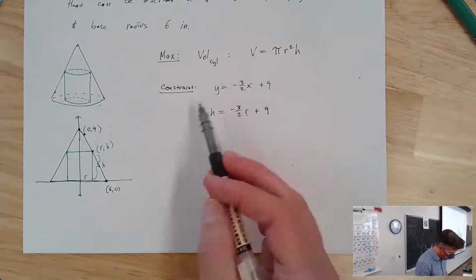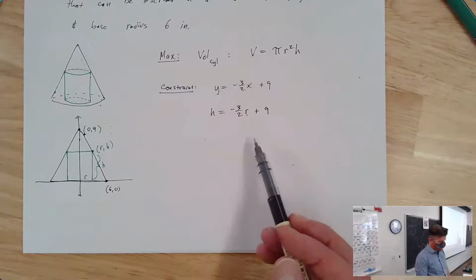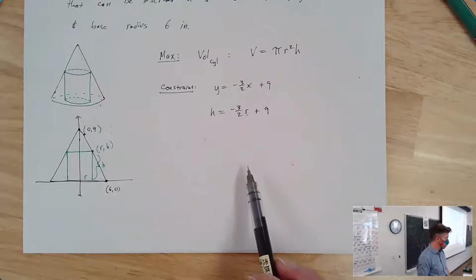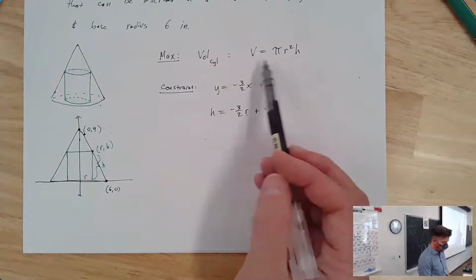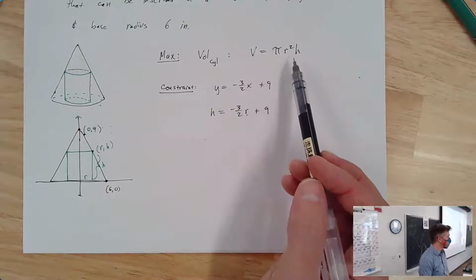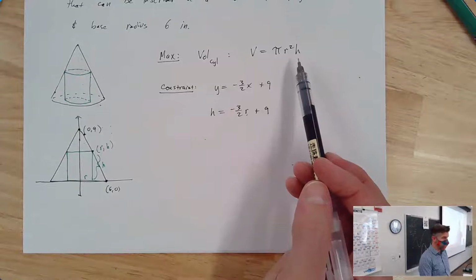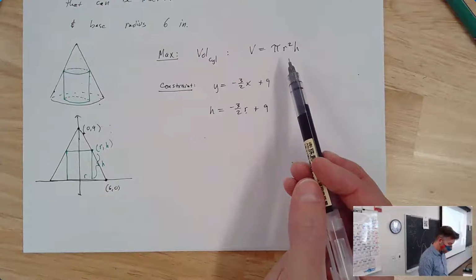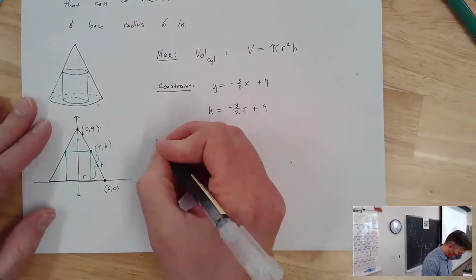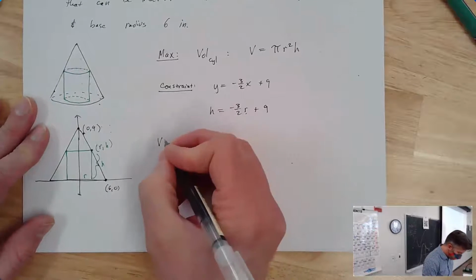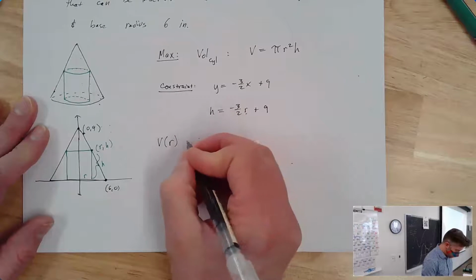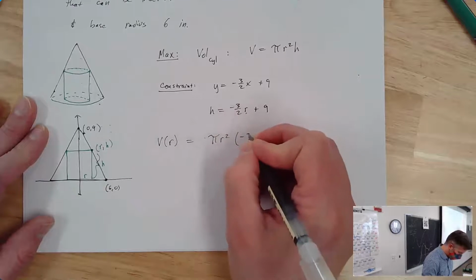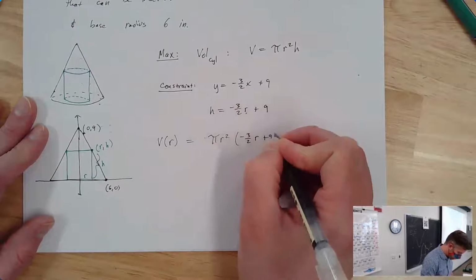And this is good, or is it good? Is it good that I have h isolated and not r isolated? If I look back at my thing I want to maximize, it's definitely going to be easier to plug in for h. So yeah, I'm pleased that it's the h that is isolated and not the r. All right, let's plug in. So now our volume as a function of radius is going to be pi r squared times -3/2 r plus 9.